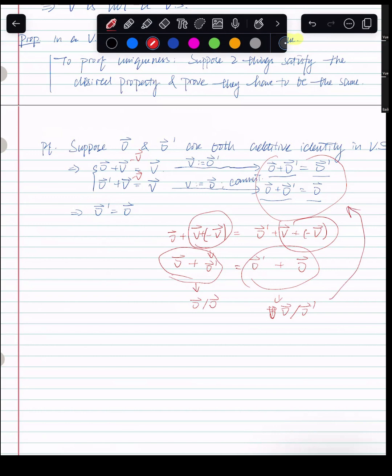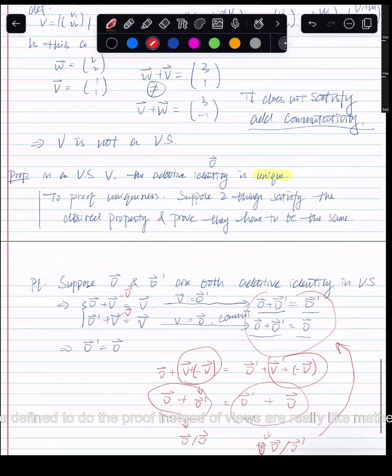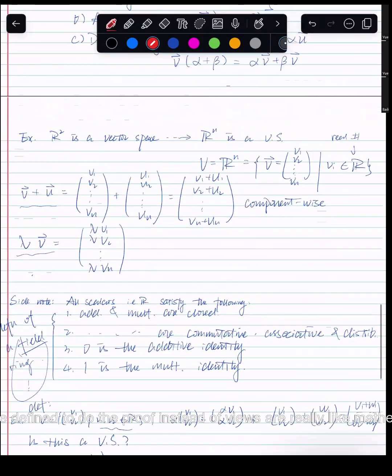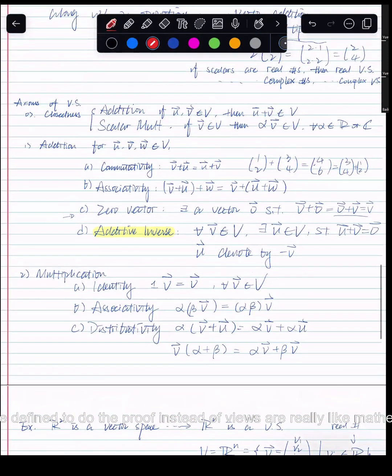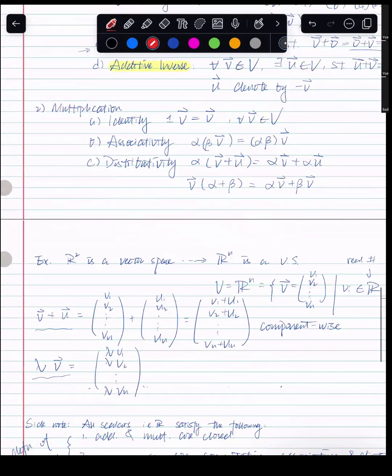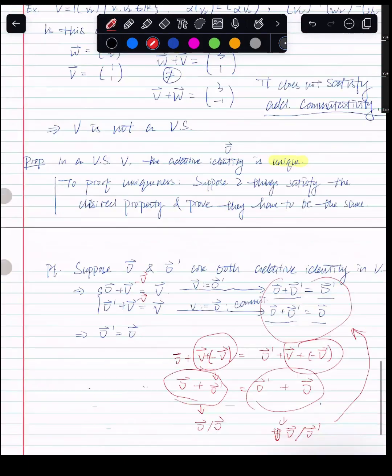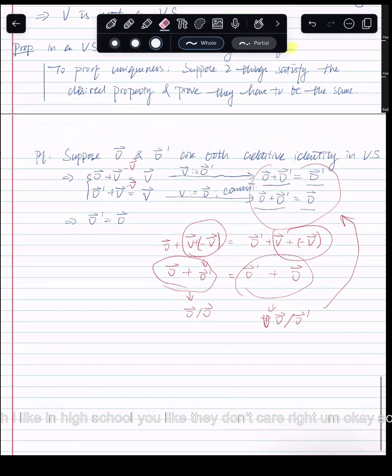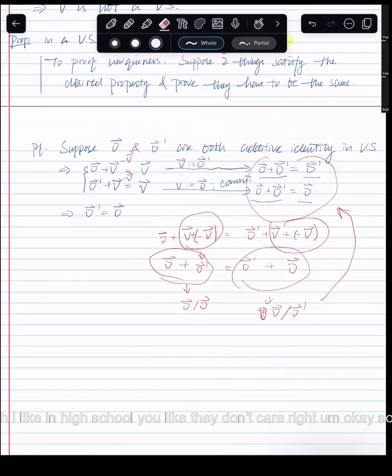Right, because after we define something rigorously, we can only use what we have defined to do the proof instead of using our mathematical knowledge. Yeah. That's why there are jokes about, now you're in college, you're going to prove that 1 plus 1 equals 2. Right, in high school they don't care.